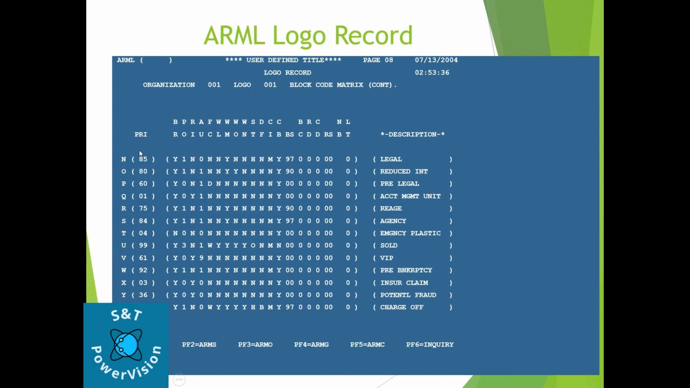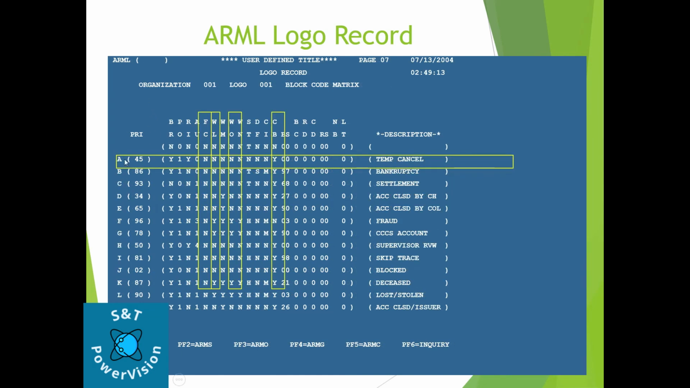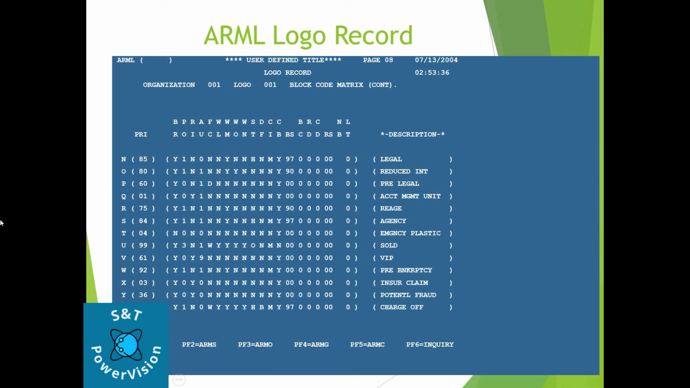This is another page. In page 7 we have seen A to M. On the next page, it is N to Z. We can see its description and its value. We'll see all of those in detail in the logo level video.